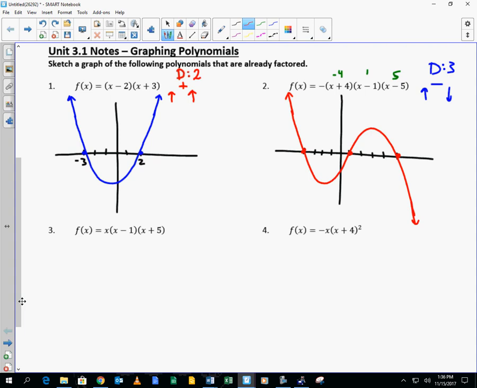Trust me there? Okay, then we have to consider where it starts. If it's odd, it starts opposite of where it finishes. If it's even, it starts in the same direction it finishes.